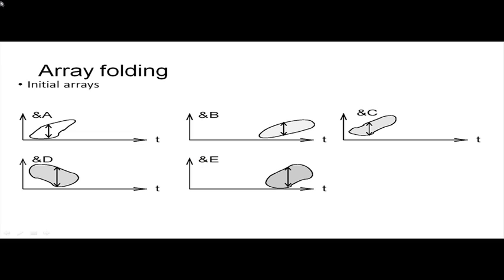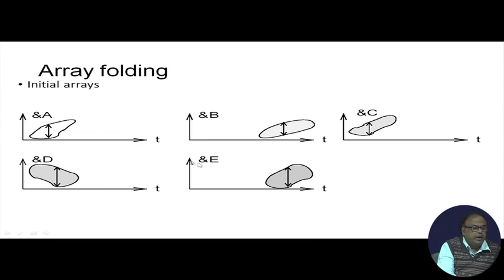Here you can see initially we have arrays A, B, C, D, E, 5 different arrays, and on this side are the addresses which are accessed on the y axis, and on the x axis we are showing time.